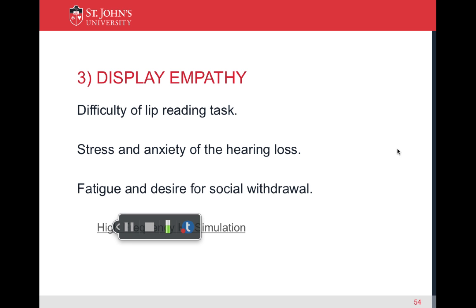You should show empathy. It is very challenging to have a hearing loss. There's a lot of stress and anxiety associated with the hearing loss. And there's fatigue and social withdrawal.